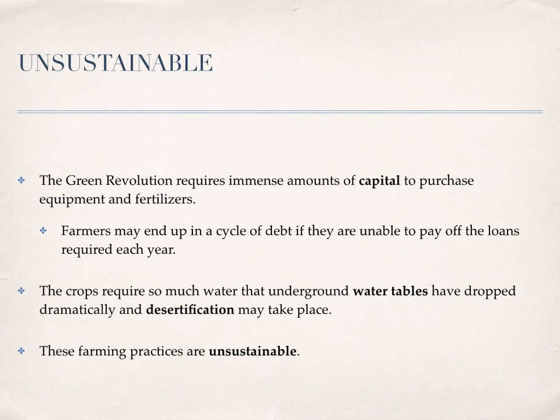Unsustainable. So it turns out that the Green Revolution requires an immense amount of capital or money. You have to invest that in the field so you can purchase the equipment and the fertilizers. Farmers borrow this money from the bank, and they end up in this cycle of debt where they're unable to pay off the loans each year. Also, the crops require so much water that the underground water table is starting to drop dramatically, and they're afraid that desertification may occur. So you can see that some of these farming practices appear to be unsustainable.